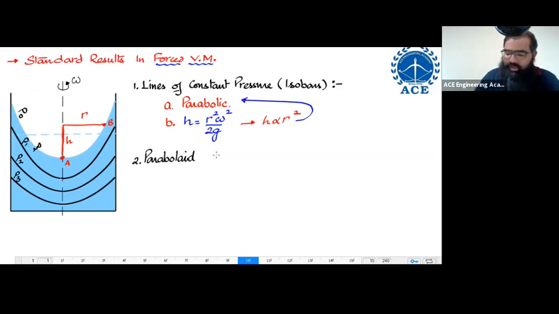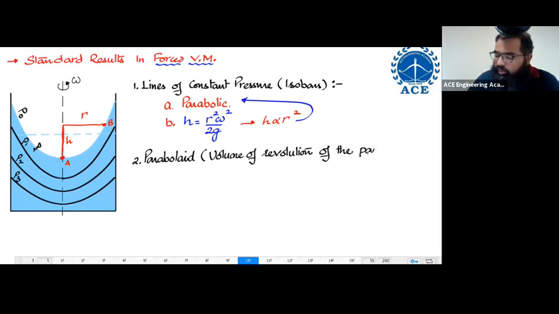What is this paraboloid? Paraboloid is a volume of revolution of the parabola at the interface.